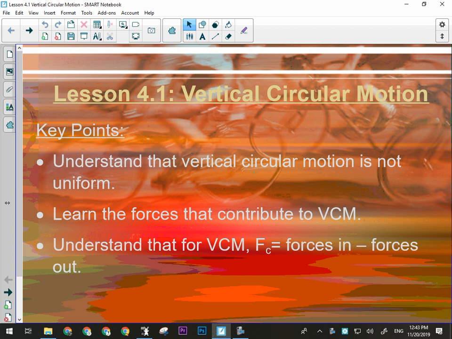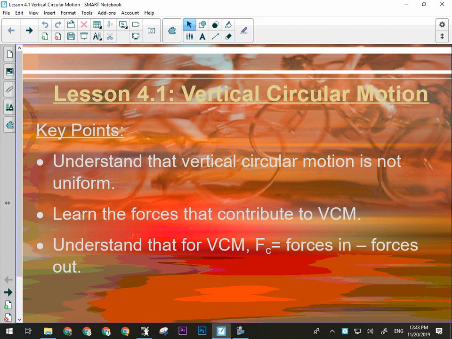So if I have an object moving in a vertical circle, this is what it's going to look like. Now, are there points in the circle where it's going faster than others? Where's it going the fastest? Bottom. Yeah, so it's going fastest at the bottom because what's pulling it down? Gravity. But as it's moving upwards, gravity's pulling it down, slowing it down. So gravity now plays a factor in this motion.